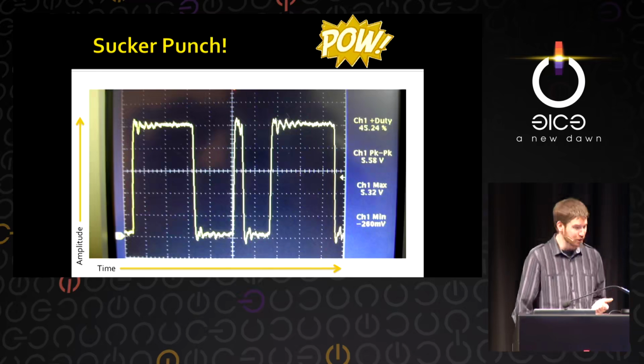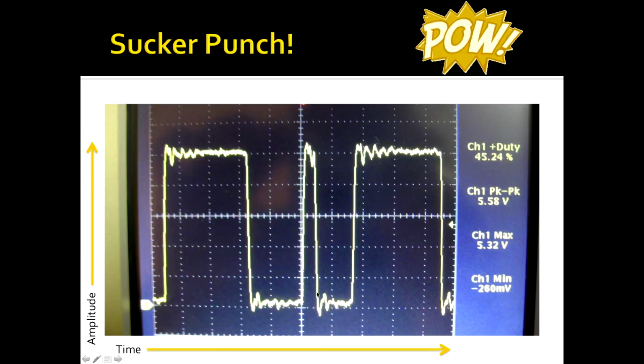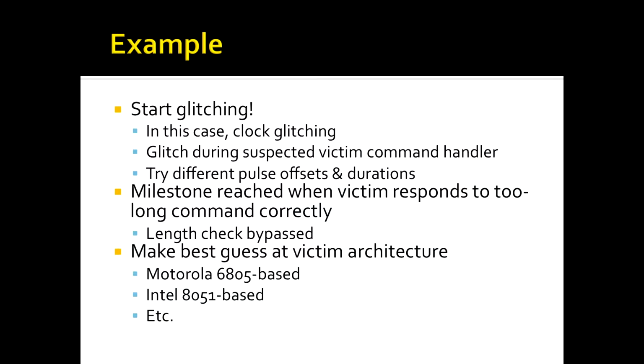This is what I call the sucker punch. It's a clock glitch where you see a quick pulse in time versus normal; this pulse wouldn't be here normally in the normal speed of the device. You can do a 1-2 punch, which is simply two pulses one after another, and you can try any variation of this, 1, 2, 3, 4, 5 different periods. So this is clock glitching, and glitching during the suspected victim's command handler, where the victim would be accepting commands and checking the length of the packet.